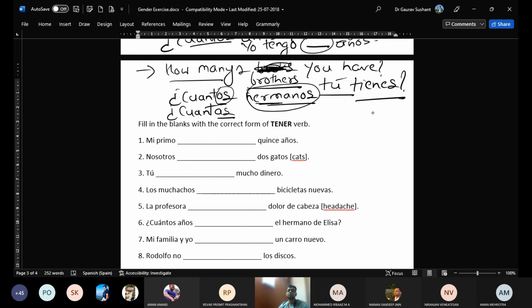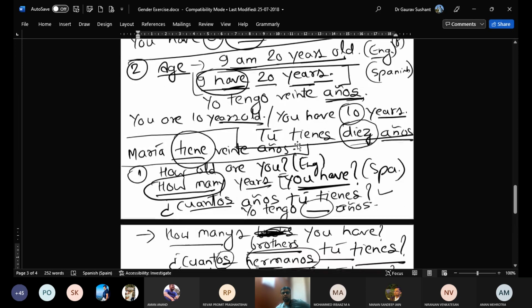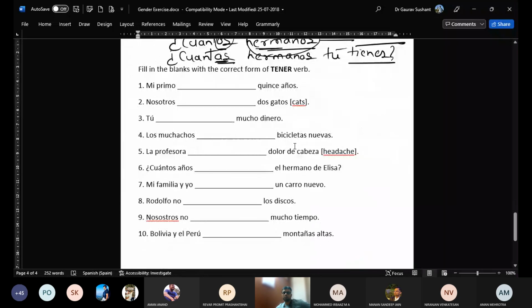Or if you have to ask how many sisters you have, then in that case it will also be cuántas. It will be hermanas, and then tú tienes. Cuántas hermanas tú tienes? This is how you change the word cuántos into cuántas in this type of case. But with age, there is no need to change anything. The same cuántos años will be used, and after that you can put the subject you have to ask about. So this is the exercise, and you have to fill in the blanks with the correct form of tener.